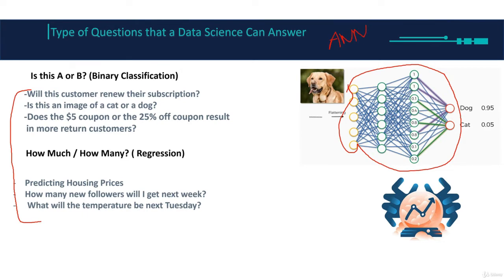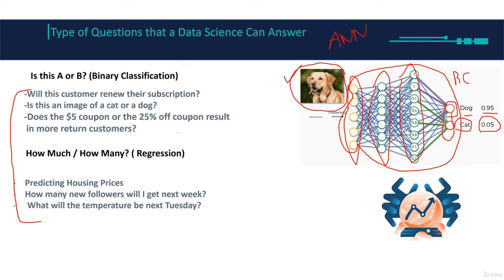Artificial neural network. Here we can see that we have a picture of a dog. Here we call this an input layer, and we have hidden layers, maybe another hidden layer and another, and at the end we're going to have something called an output layer. This neural network is classifying that it's 95% a dog and 5% a cat. This is how a neural network works, and this is a binary classification problem.